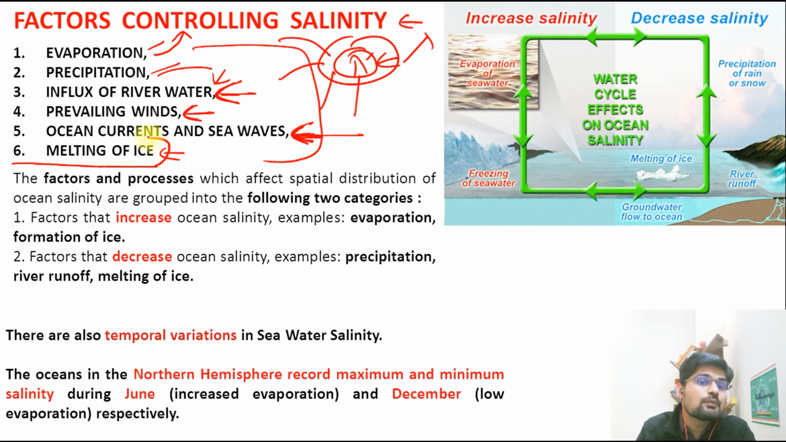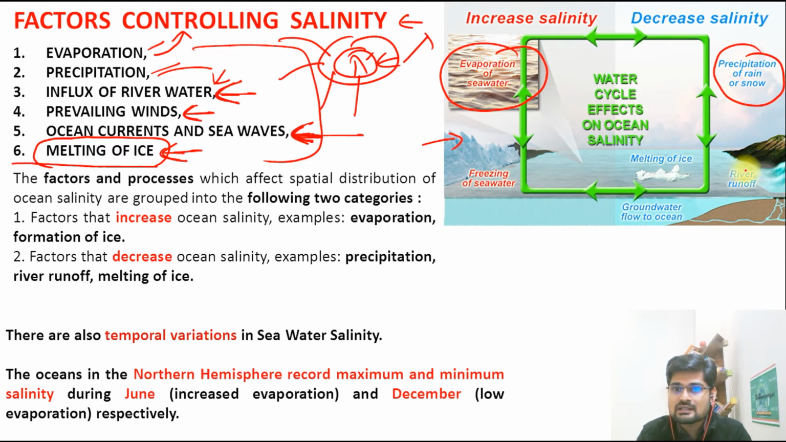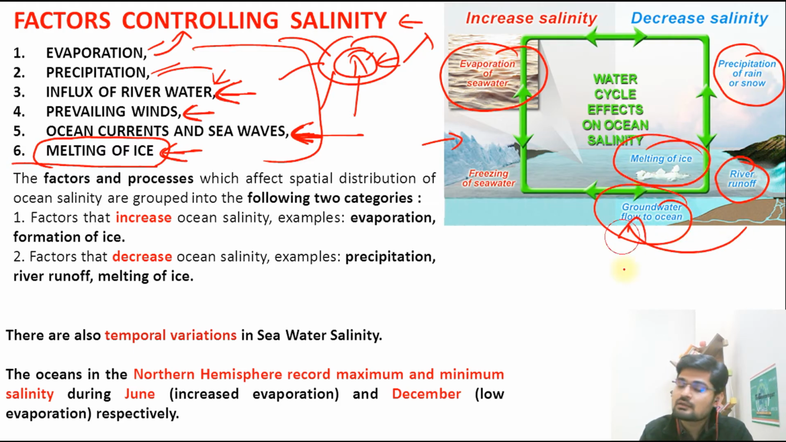And apart from that, in the polar areas where there is lots of melting of ice, it means lots of fresh water is being poured into the ocean. It means salinity is decreasing. So these are the factors that are controlling the salinity. So if you observe this particular diagram: evaporation of seawater, precipitation, river runoff, melting of ice, groundwater flow to the ocean, and the freezing of seawater. These are the factors that are determining the ocean salinity of particular places.